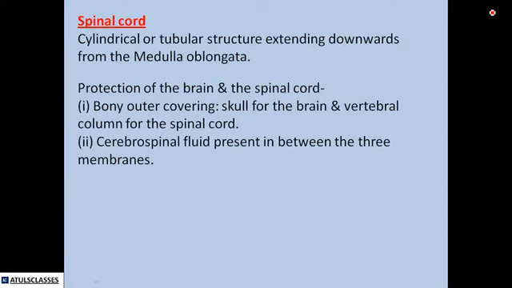Now, what is the role of the spinal cord? The spinal cord is also the second important organ of the central nervous system. This is a cylindrical tubular structure extending downwards from the medulla oblongata, and it is covered by the vertebral column. The vertebral column covers the spinal cord and protects it from any injury from the external atmosphere. There is cerebrospinal fluid present between the three membranes that cover it.